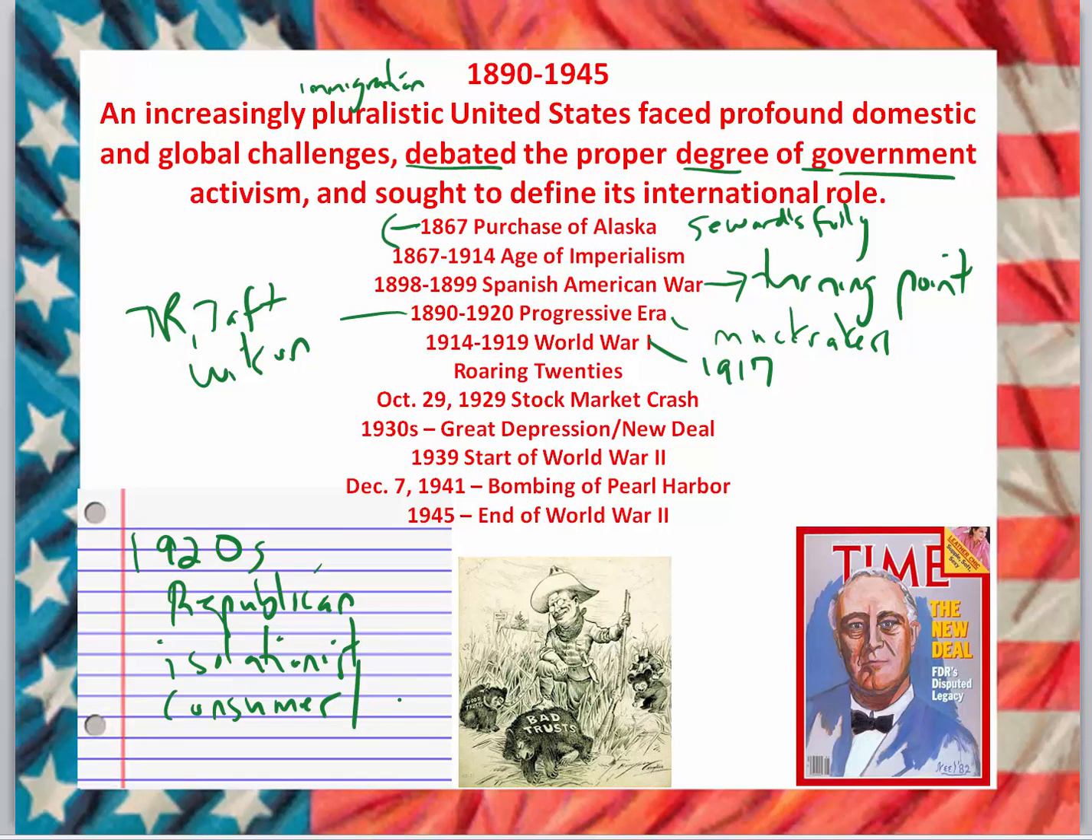And there's a huge consumer demand with credit. So we're buying things on credit. The economy was strong, at least until the end. The end will be October 29th, 1929, when the stock market crashes. President at that time was Herbert Hoover, and then he will be replaced 4 years later by FDR. That ushers in the New Deal.